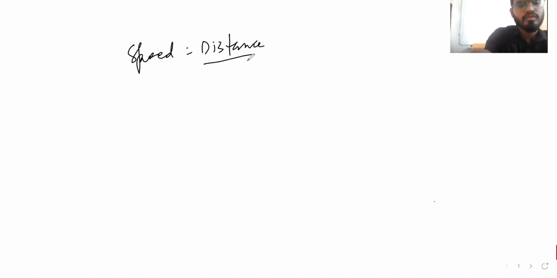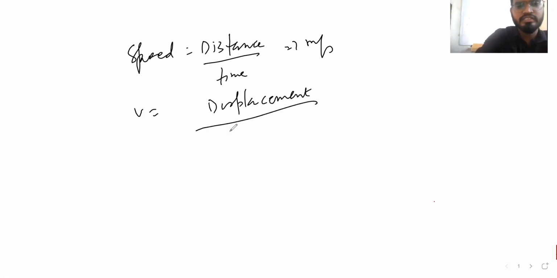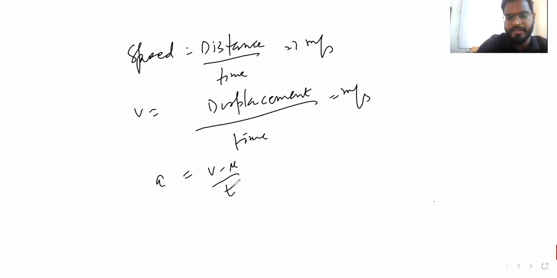Speed is distance by time, right? Unit is meter per second, right? Velocity is displacement by time, right? Vector quantity, and speed is a scalar quantity. Distance is a scalar quantity. Unit is same, right? So we can say displacement by time. And then we can say acceleration. Acceleration is final velocity minus initial velocity by time, right?